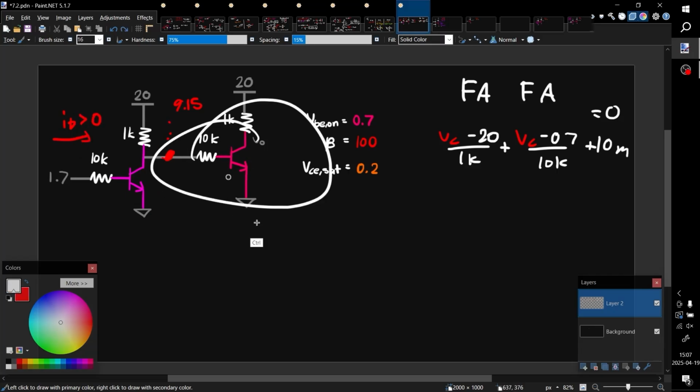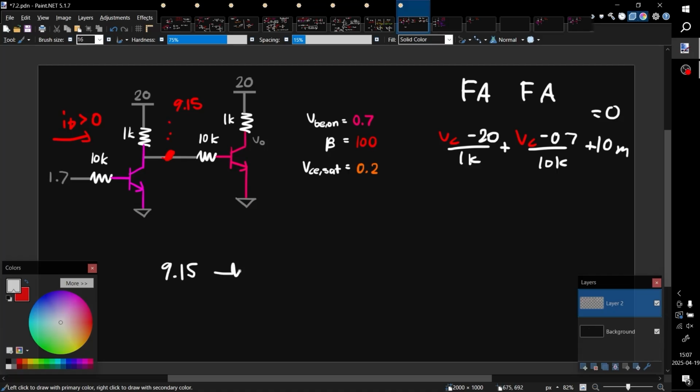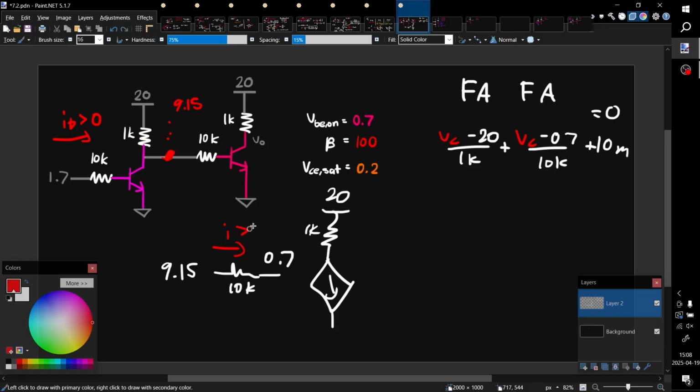Next, let's analyze the circuit here. 9.15 gets fed into 10K. This is 0.7 again because of this. So that's I. And then you have this current source here. Okay, this is a little interesting. Watch. All I know is this current here is positive. That's good. I is greater than 0. That's good. And then I'm going to scale it by 100. So this is 845 micro. I'm going to scale this by 100: 84.5 milliamperes.